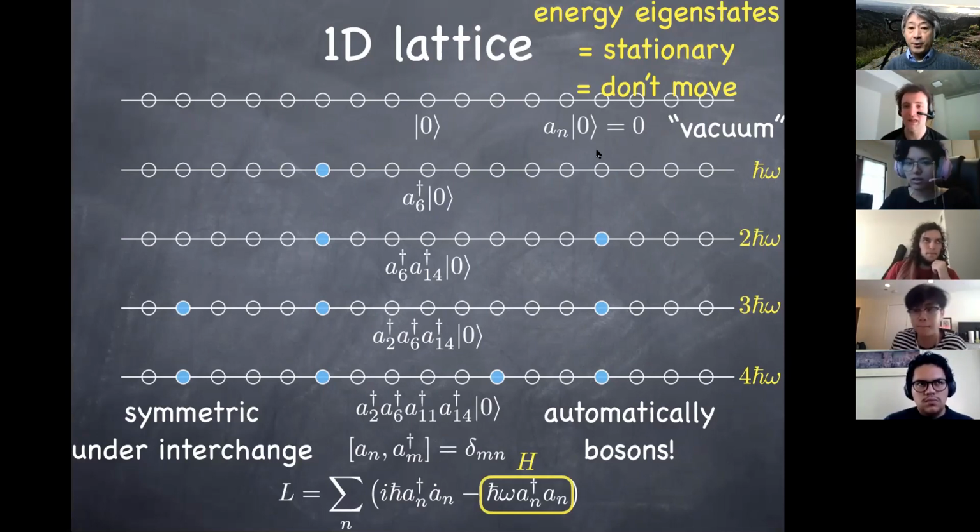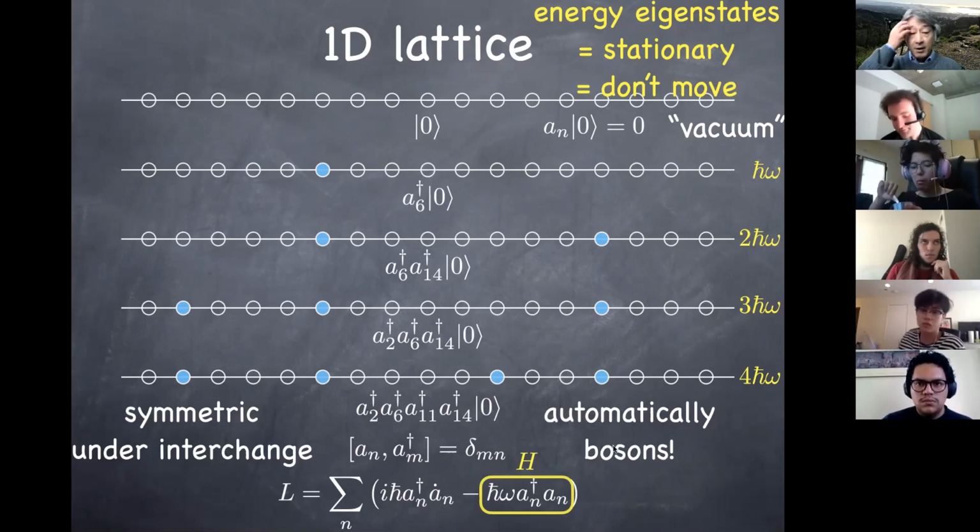And once you have this vacuum state, you can literally start creating, namely that you act this creation operator on this vacuum state at a particular site, in this case, site number 6, so that this is the state where you have a particle at site number 6. And you can keep doing it. Now I created another particle at site number 14, another particle at site number 2, another particle at site number 11, and so on and so forth. So this is the way you can keep creating more and more particles.